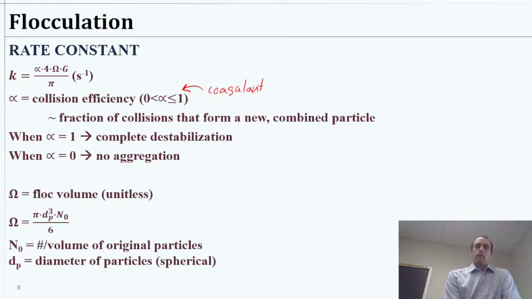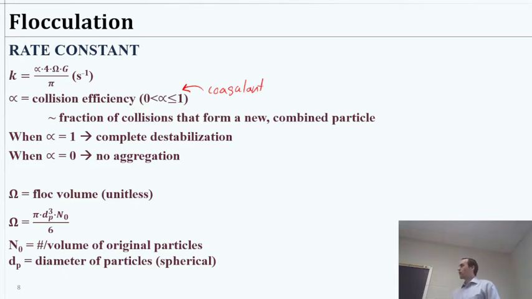Okay, so that's the collision efficiency, and that's just a unitless fraction. It's just a 0 to 1, maybe it's 0.5, so half the time they meet. That's just going to give us a unitless portion there for the collision efficiency. So then that leaves us with one term that we haven't covered yet. That's the omega term, and this is going to be called floc volume.